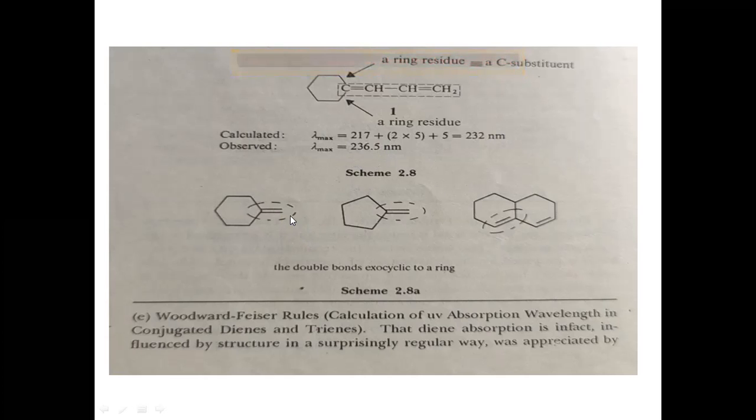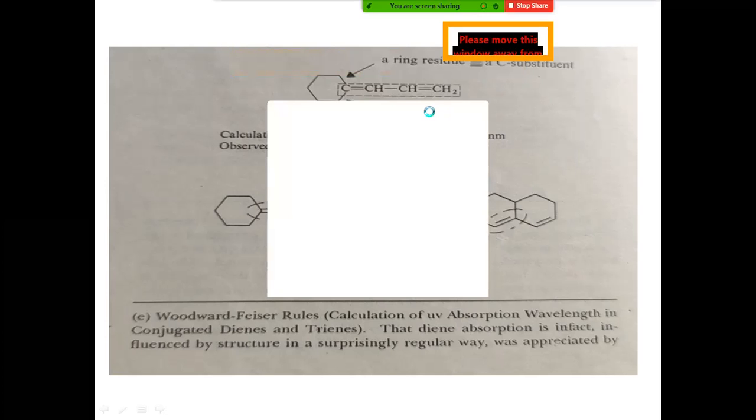Now here this is an exocyclic double bond. Examples of different exocyclic double bonds are given. Here it is an exocyclic double bond. So it is one exocyclic double bond. Now the second example is this. This is also an exocyclic double bond.